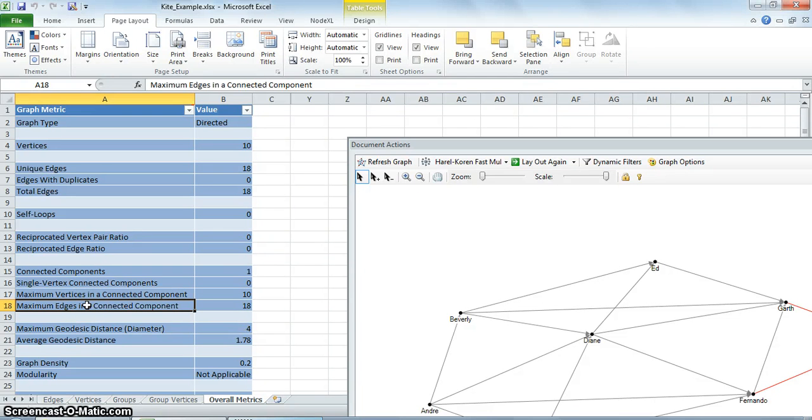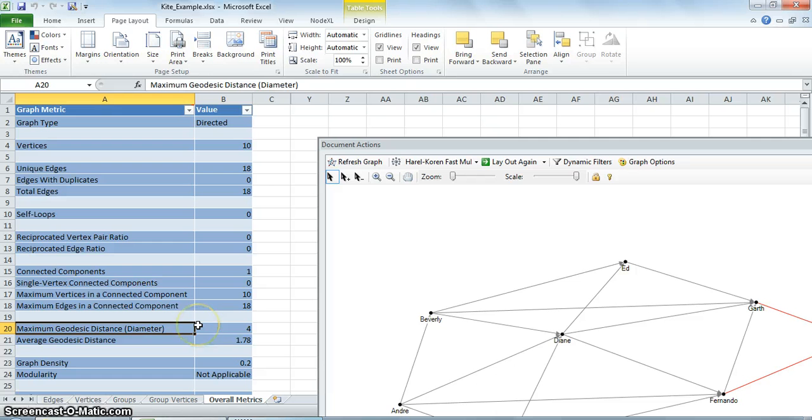This is the second part of the second video for the kite network example. I was explaining what the graph matrix is. We were at maximum edges in a connected component. The maximum edges in a connected component is the number of edges in the connected component with the most edges. This is equal to the number of edges in the kite network because they are all part of the only connected component.